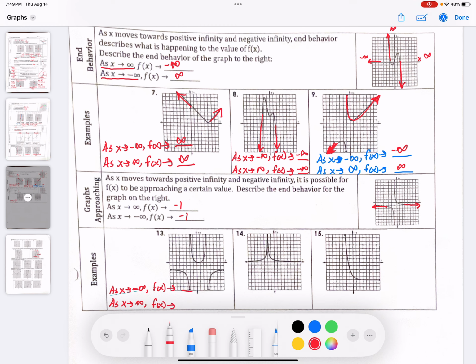Okay, so 13 has a lot going on. I'm going to change colors to green. So as we go to the left, this is to the left on our graph, okay? Our graph is flattening out to the value of about -2. So I'm going to fill in my blank here with -2 because it's flattening out to where the height is -2. And then when I go out to the right, it's also flattening out to about -2.